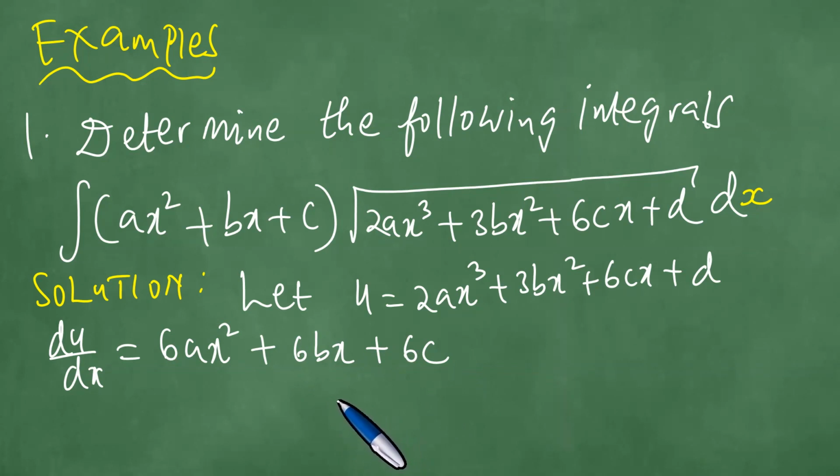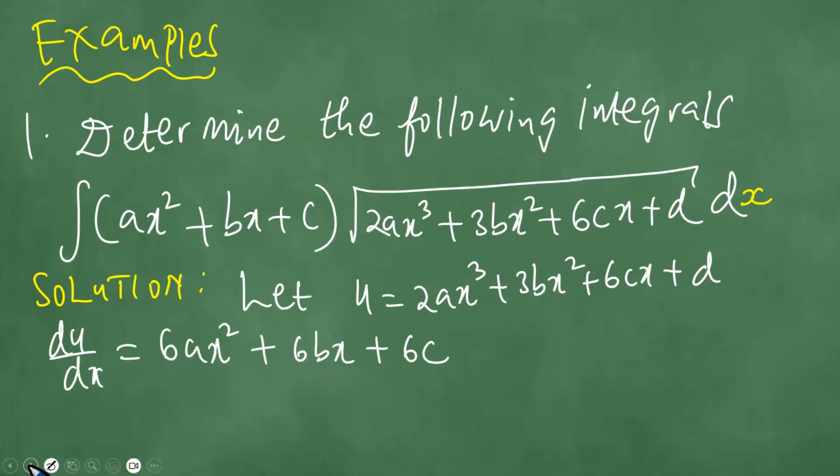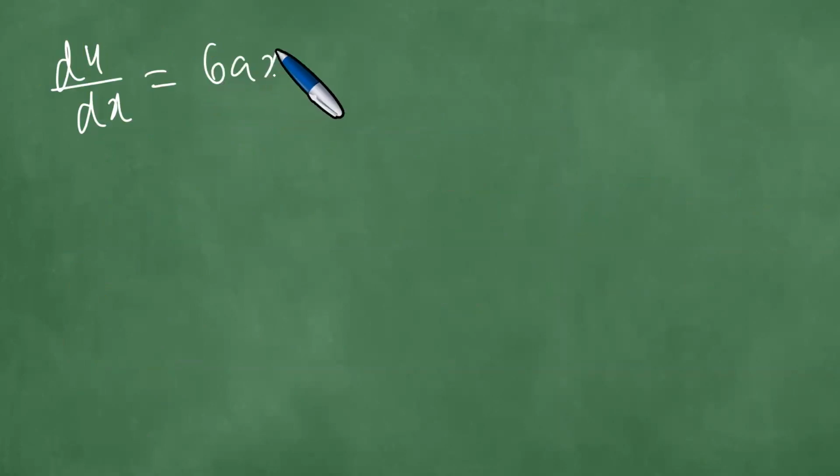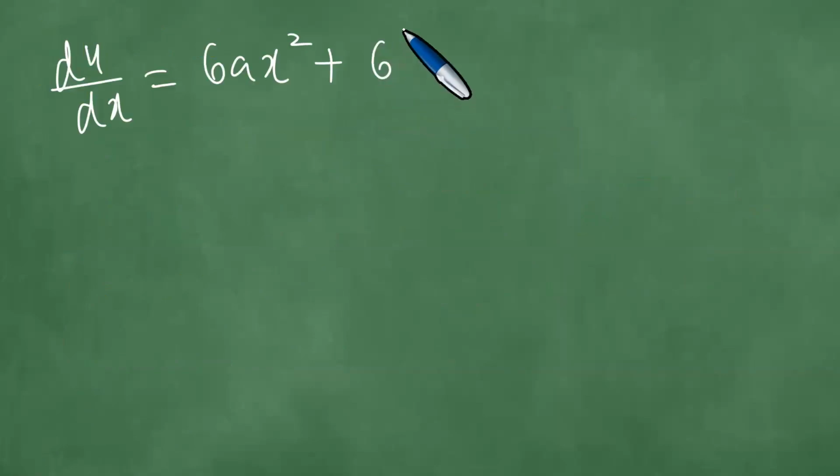All right, so you continue. No, I thought that d is going to be +1, but it's not going to be +1 because it's not an x. All right, that's fine. Thank you so much for engaging with the ideas. So that we have du dx is 6ax squared plus 6bx plus 6c.